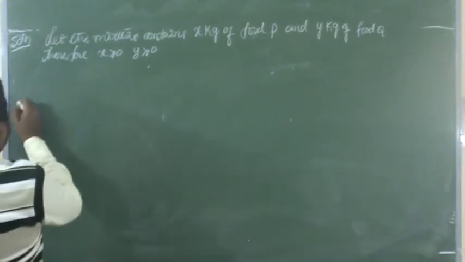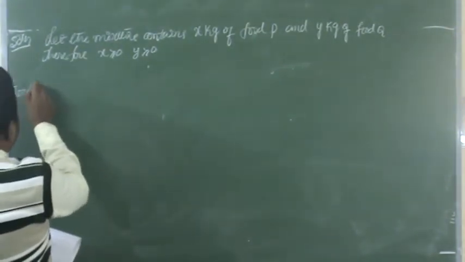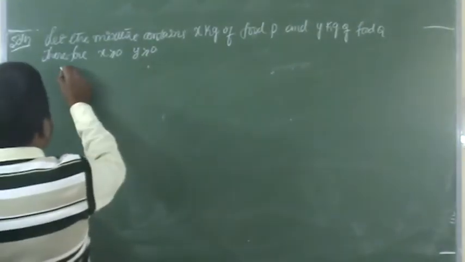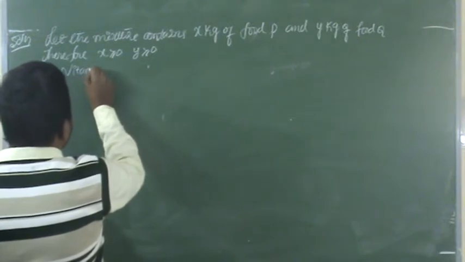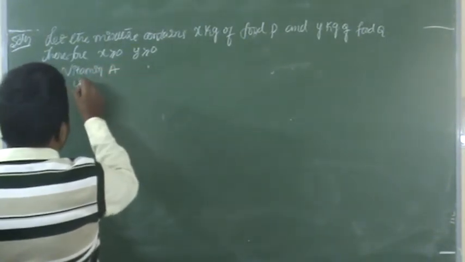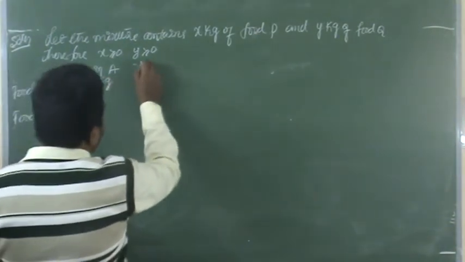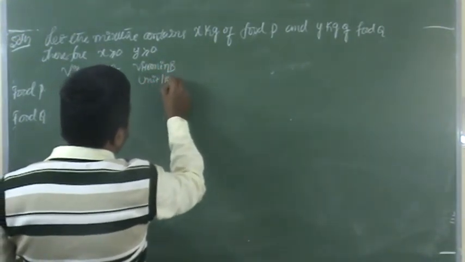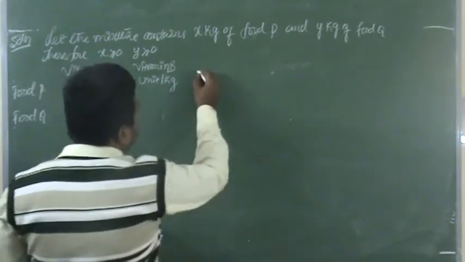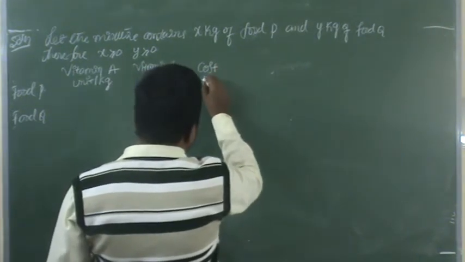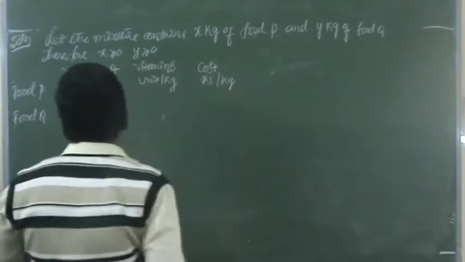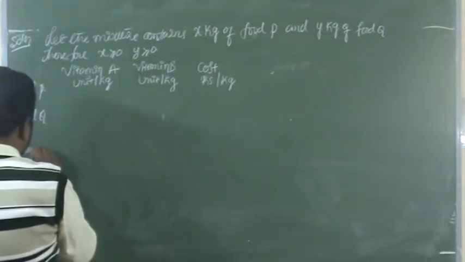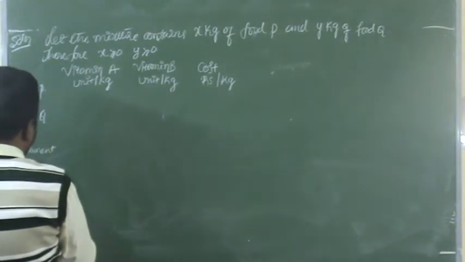First we write the given data in a table. Here, food P and food Q; vitamin A in units per kg and vitamin B in units per kg; the cost in rupees per kg; and the requirement in units per kg.